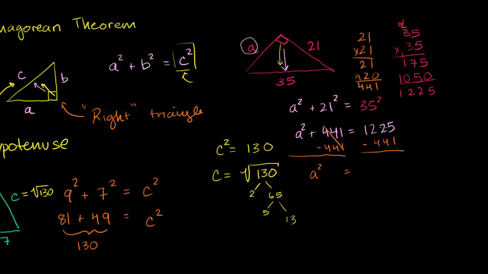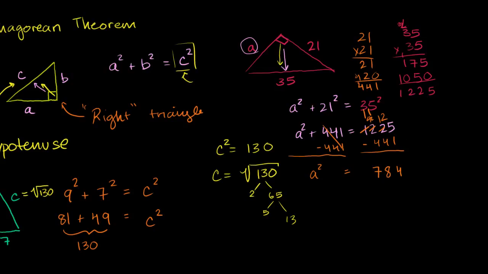2 is not larger than 4, so we're going to have to borrow. So that becomes a 12, or regroup, depending on how you want to view it. That becomes a 1. 1 is not greater than 4, so we're going to have to borrow again. This becomes an 11. 5 minus 1 is 4. 12 minus 4 is 8. 11 minus 4 is 7. So a squared is equal to 784.